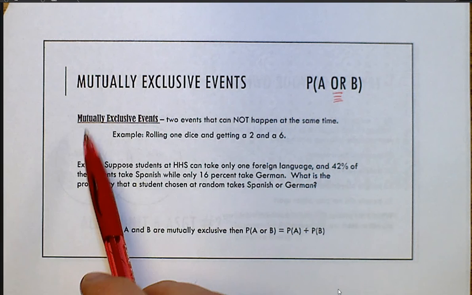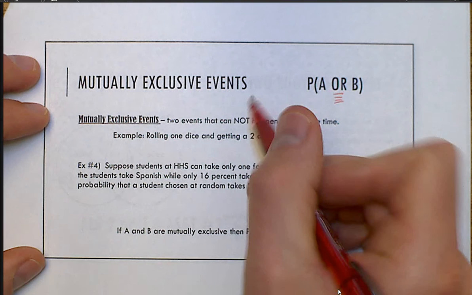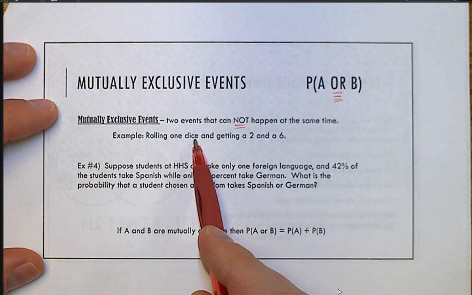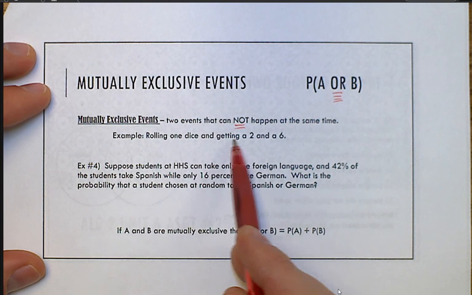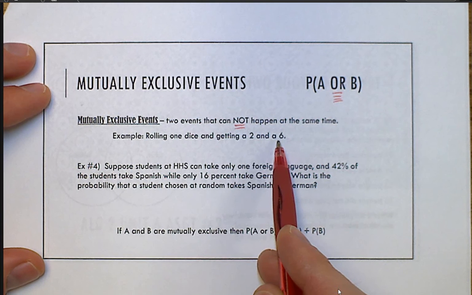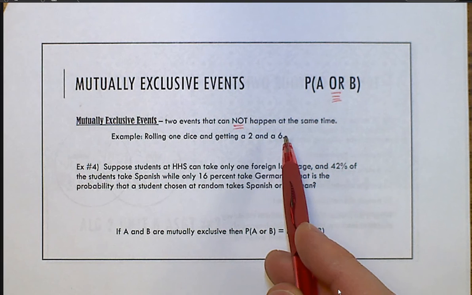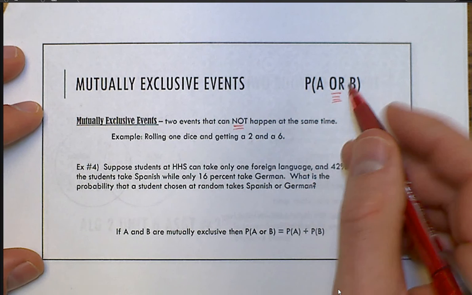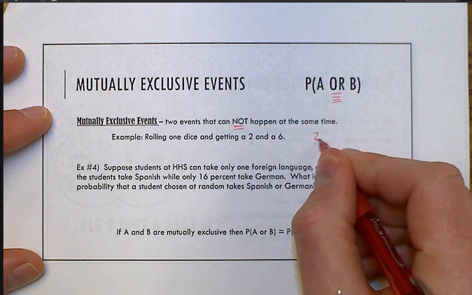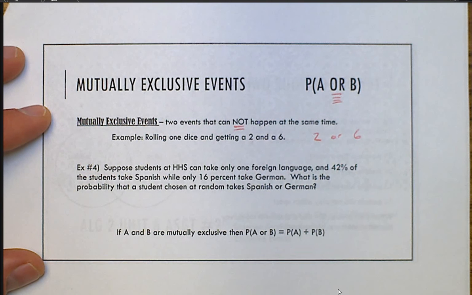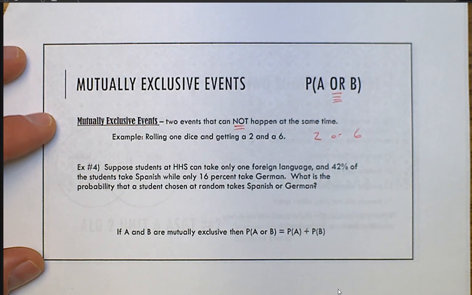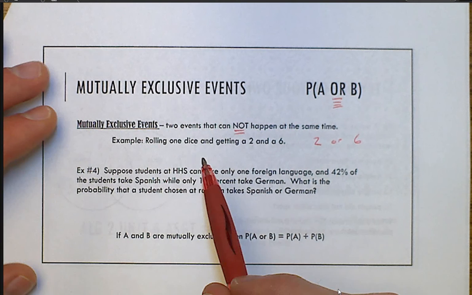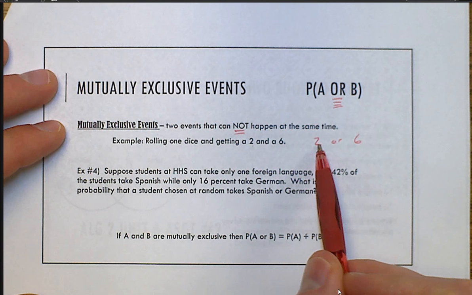Mutually exclusive events are 2 events that cannot happen at the same time. For example, rolling one die, and getting a 2 and a 6. That is impossible. You can't roll a single die and it show up a 2 and a 6. Now, what can happen is you could get a 2 or a 6, and that's kind of the road we're traveling down. So, for example, let's just change this and say, what is the probability that you roll one die and you get a 2 or you get a 6?